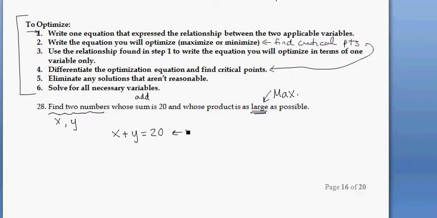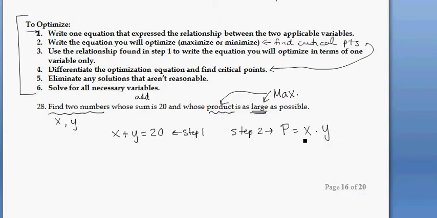I want to add these 2 numbers together, and I know the result is 20. So this is my step 1 equation, the equation that expresses a relationship between my 2 variables. This is not what I'm trying to optimize. What am I trying to optimize? Step 2 is to find the thing I'm trying to optimize. That is the product. I want to maximize the product. So the product, let's call it P, would be x times y.